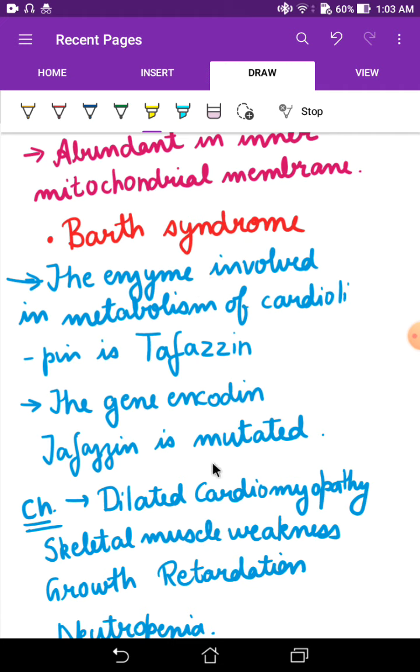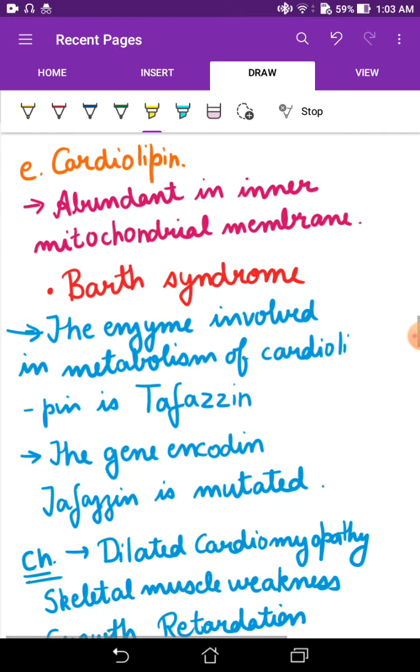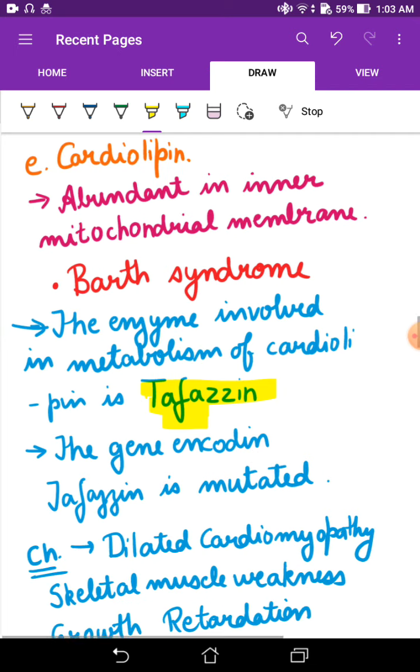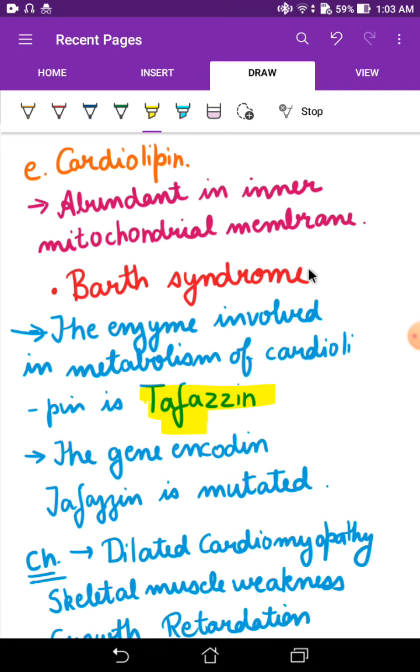Okay, if the gene encoding tafazzin is mutated, there would be a disorder known as Barth syndrome. Hope you do understand that. That is what I said about cardiolipin. Now for its metabolism, an enzyme is involved, known as tafazzin. When this gene encoding tafazzin is mutated, there would be a disorder known as Barth syndrome.